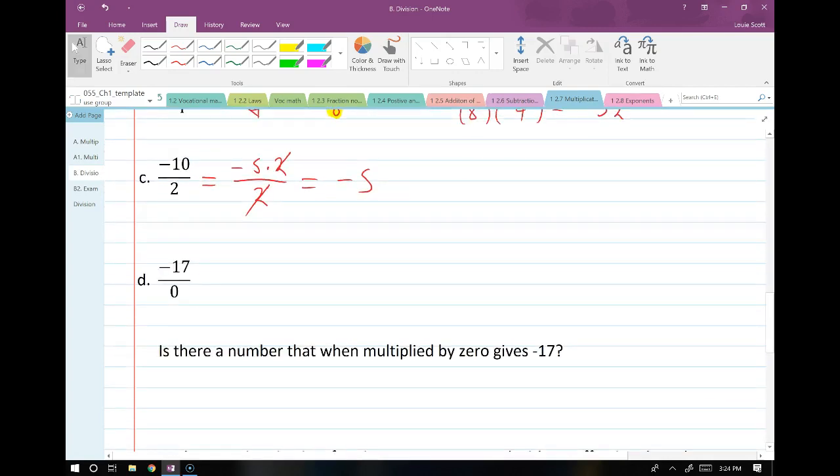Negative 17 over 0. So according to the rules of division, this is saying this is a number that when we multiply by 0, it gives us negative 17. Is that possible? No, we just said anything multiplied by 0 gives us 0, so it's impossible for this to work out. That's why this is undefined. This is bad. This is bad.